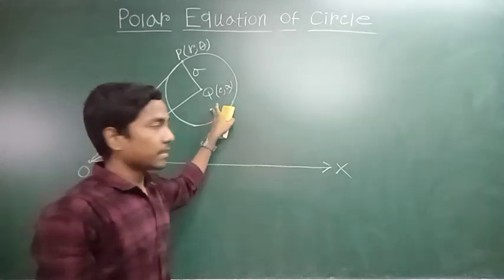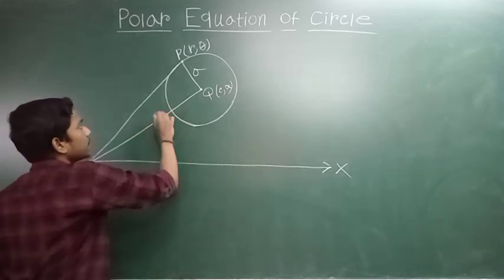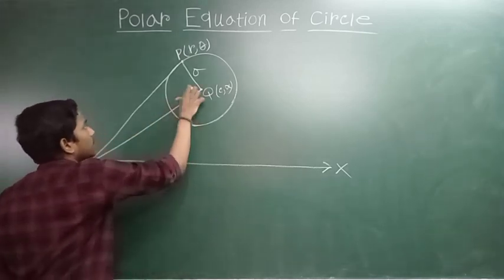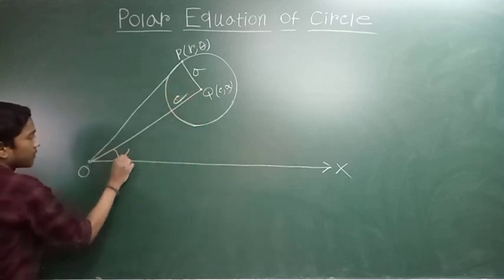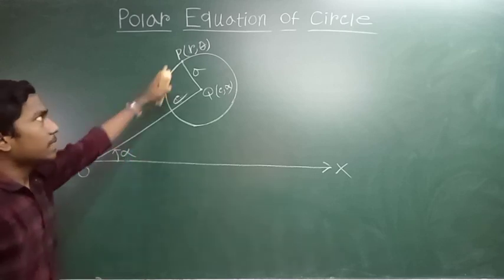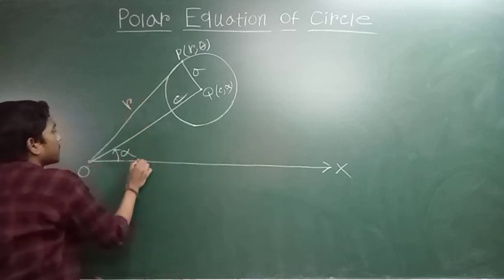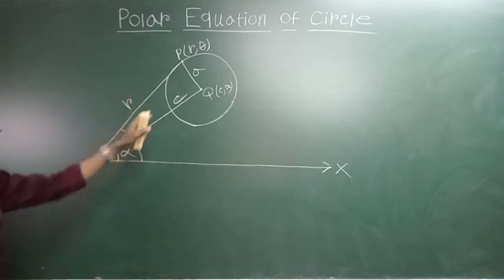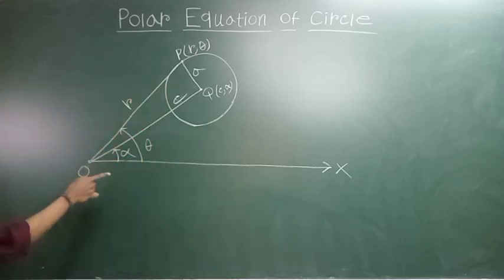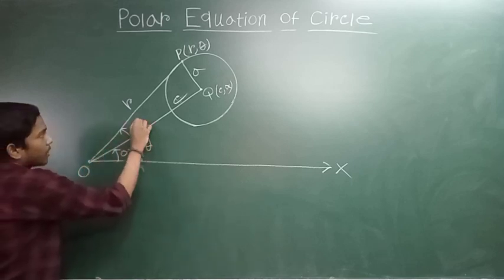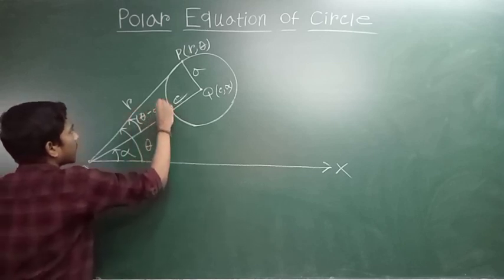Now by the coordinate of center Q, we know that this distance OQ is c units, and this angle is alpha. And by the coordinate of point P, we can say that the length of OP is r units, and this entire angle, the angle POX, is theta. So if this angle is theta and this angle is alpha, we can say that this smaller angle, the angle POQ, is theta minus alpha.